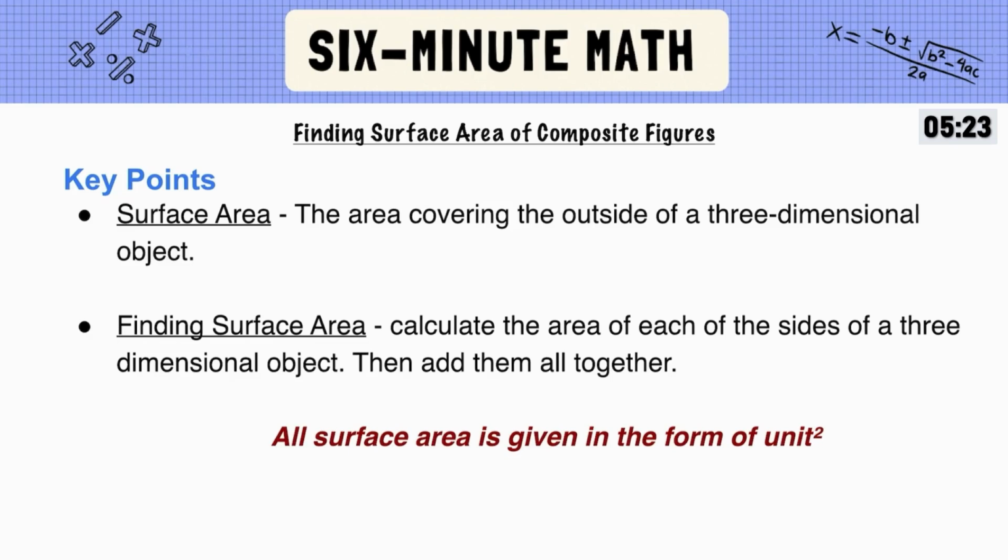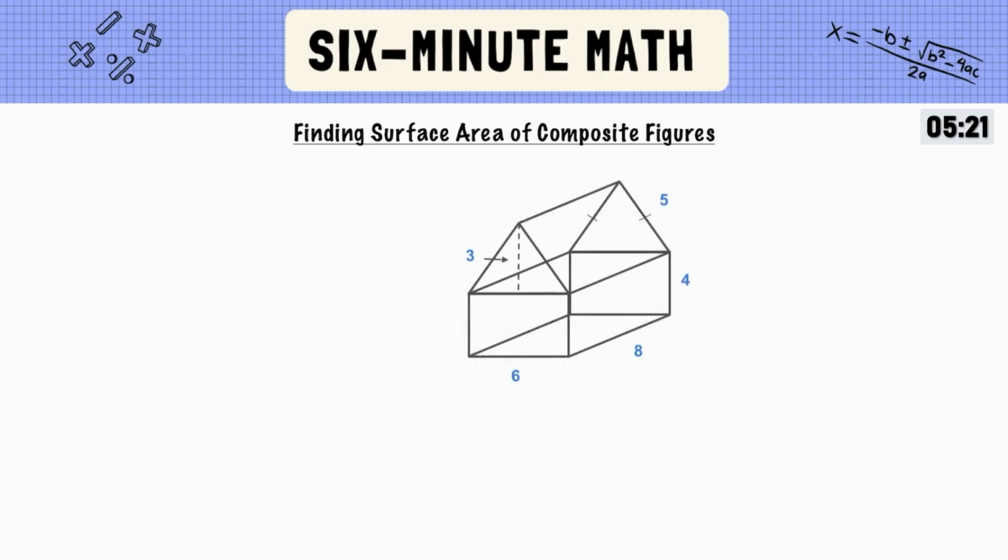So what is a composite figure? It is a combination of two or more three-dimensional objects. Here I have a rectangular prism and a triangular prism, and I'm going to find that surface area. So to find that surface area, I'm going to add up the area of all the sides.